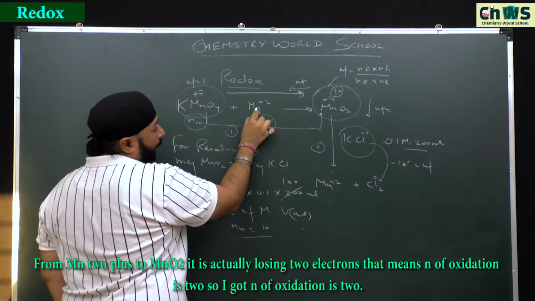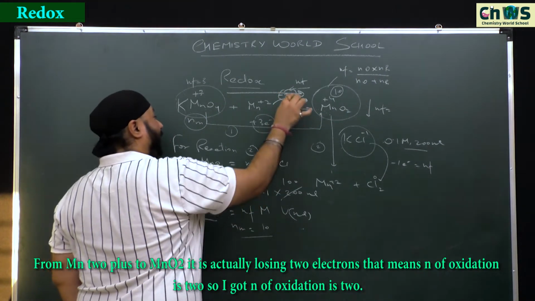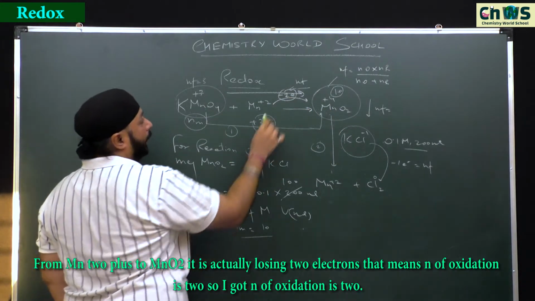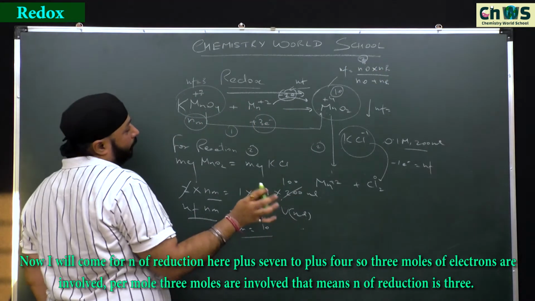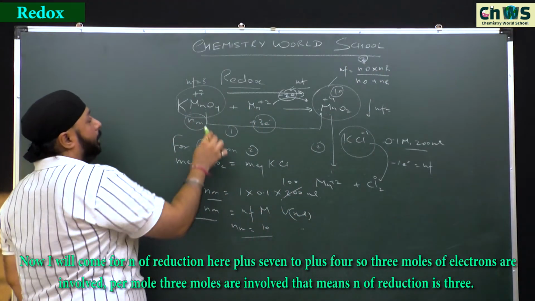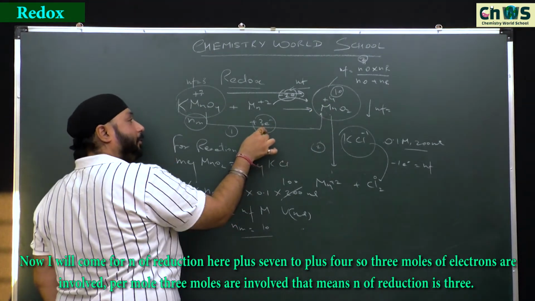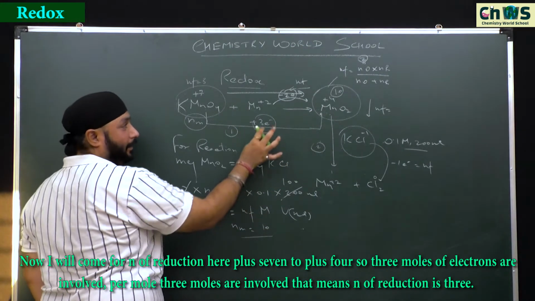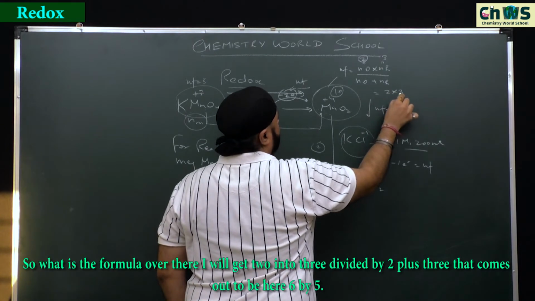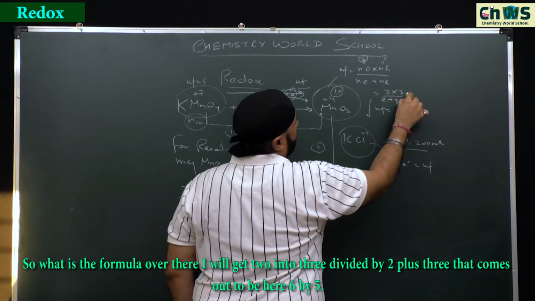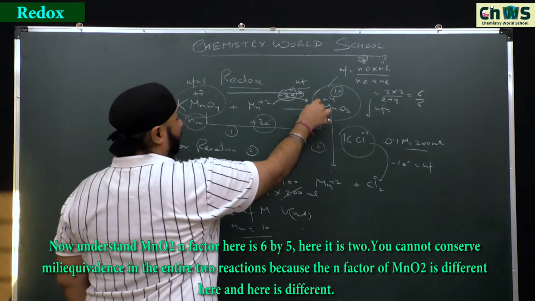From Mn2+ to MnO2, it is losing 2 electrons, so n of oxidation is 2. Now for n of reduction: +7 to +4, so 3 moles of electrons are involved per mole, that means n of reduction is 3. So what is the formula? I'll get 2 into 3 divided by 2 plus 3, which comes out to be 6 by 5. Now understand, the MnO2 n factor here is 6 by 5.